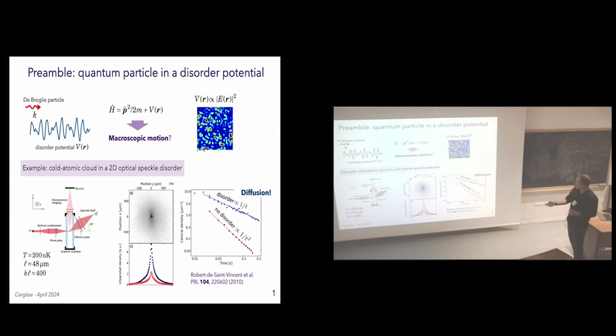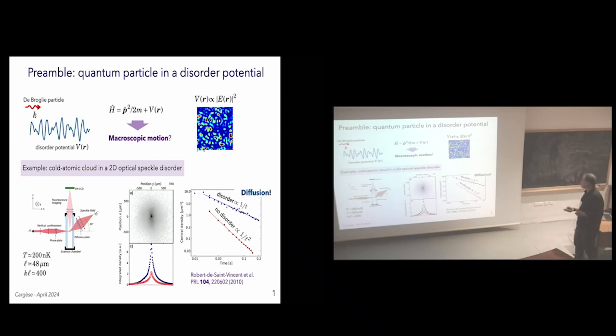What you see here is a fluorescence image of the Bose gas, of the cold atomic gas in 2 dimensions. Below you have two spatial cuts of the density distributions at a given time. The blue is in the presence of the speckle field, and the red is in the absence of the speckle field. And so you see that obviously when the disorder is present, the expansion is slower.